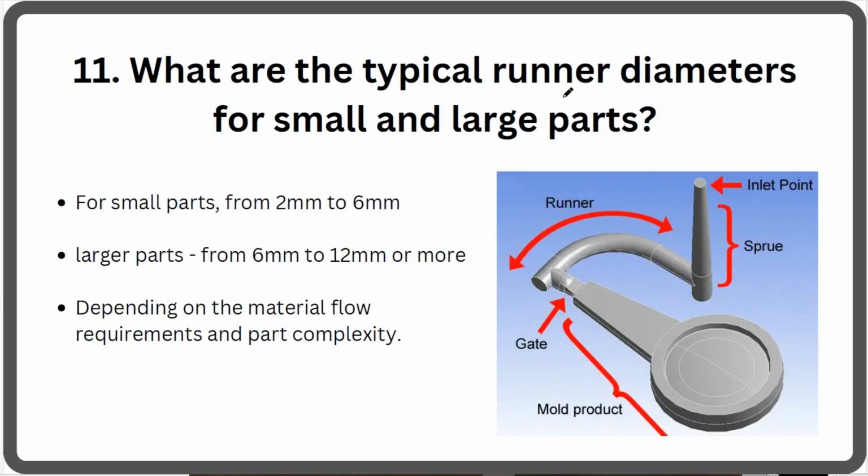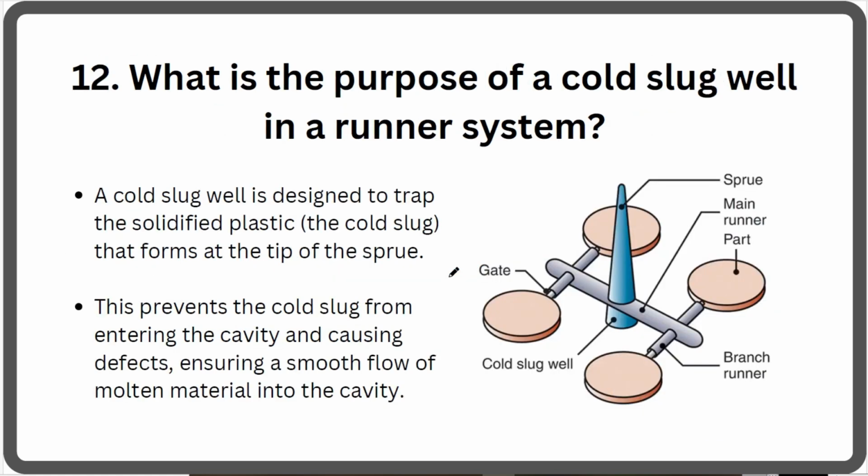What are the typical runner diameters for small and large parts? Generally for a small part 2 mm to 6 mm, and for a large part 6 mm to 12 mm or more than 12 mm. The runner diameter actually depends on the material, part thickness, part size, part geometry and complexity. Depending on that we need to choose the runner diameter.